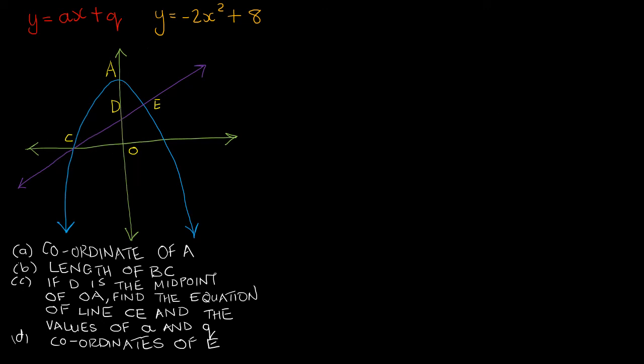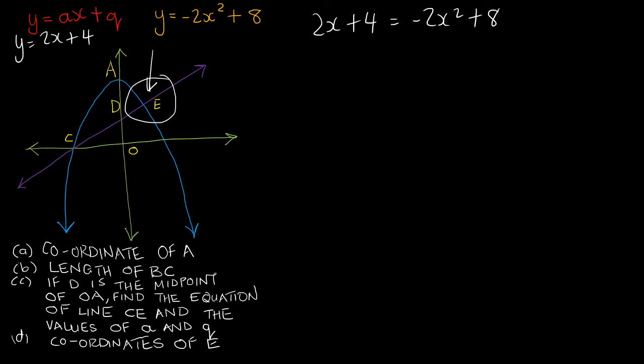Okay, so finding the coordinates of E, which is this point here. Now remember, this is y is equal to 2x plus 4. So this is the point where both the graphs meet. So all we need to do is equate the both graphs. So we'll say 2x plus 4 is equal to minus 2x squared plus 8. Now we bring everything onto one side because we see there's a squared there. So it becomes 2x squared plus 2x plus 4, and this here is minus 8, is equal to 0.